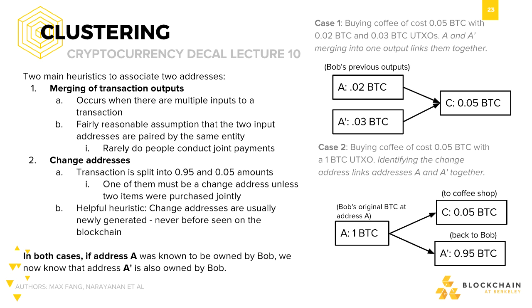So that's how I know which of these two outputs is the change address, and I'm going to associate that with the UTXO that it was spending from. So using these two heuristics together, you can slowly cluster and merge all the addresses together by entity in the Bitcoin network. Any questions?